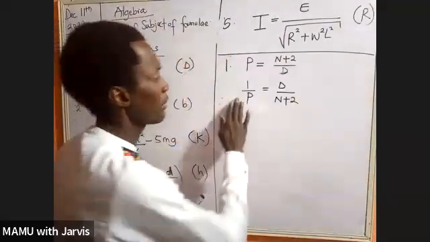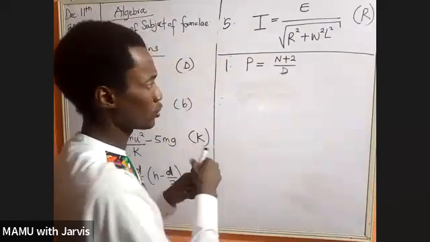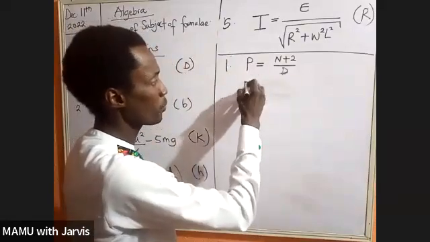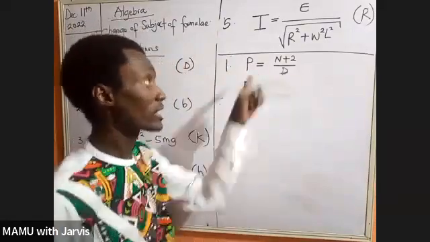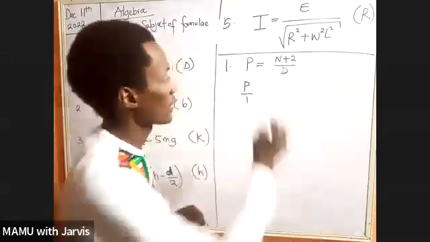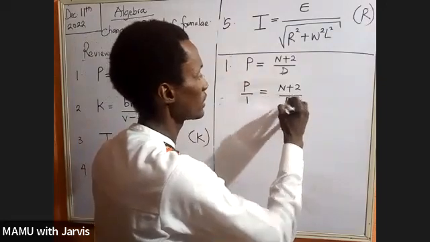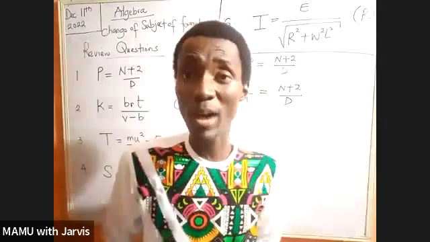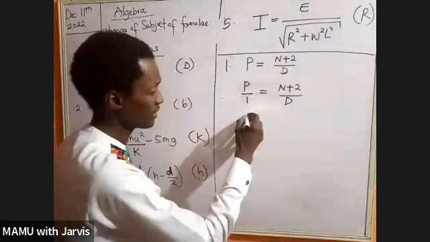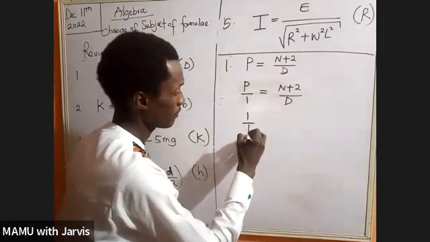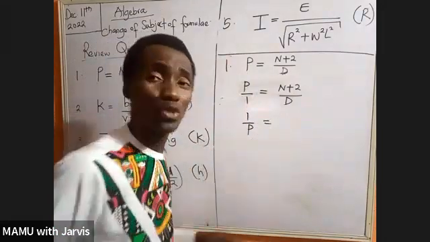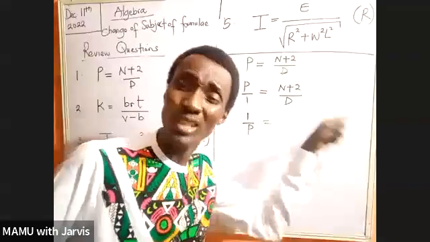So let me take you back a little so that you understand what I'm doing. This P is also P over 1, is that not? The reason this is P, but it's standing over 1. And this is what? N plus 2 over D. So applying my concept of balance, I turn the left-hand side. So if I turn the left-hand side, I must turn the right-hand side.